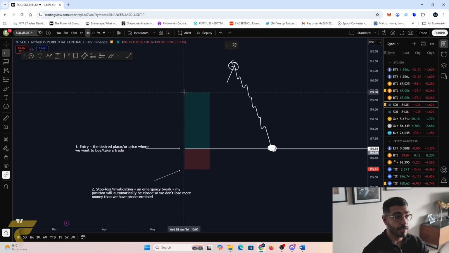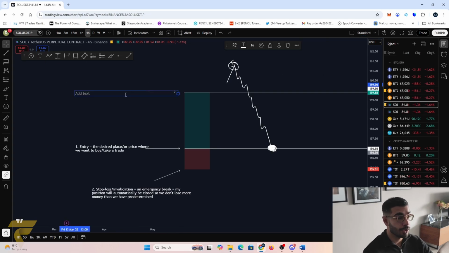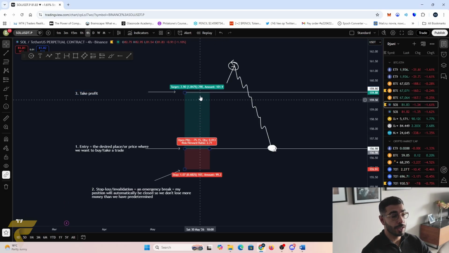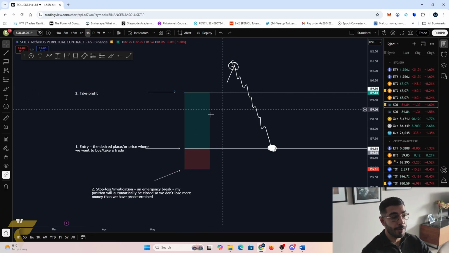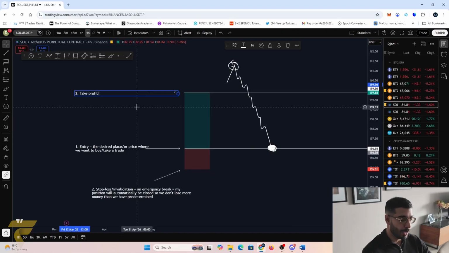However, we can obviously also have a positive scenario, and then we have the third and last component, the take profit. This one is very important, and I'm referring to the green zone or green area within this tool. This is the place where I automatically close my trading setup for profits.